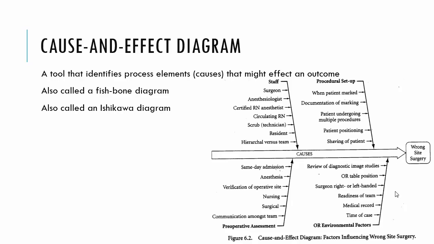Here, I have shown a cause and effect diagram for wrong site surgery. Wrong site surgery is when you go into a hospital for a surgical procedure, say on your left leg, but they incorrectly operate on your right leg. Oops. Unfortunately, this happens more frequently than it should. There are 4 broad areas that have been identified as possible causes to wrong site surgery. We have staff, the procedural setup, preoperative assessment, and the OR environmental factors. And then under each of these areas are listed very specific causes that might lead to wrong site surgery.